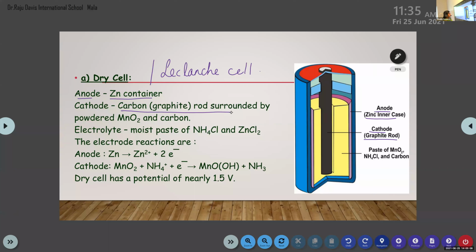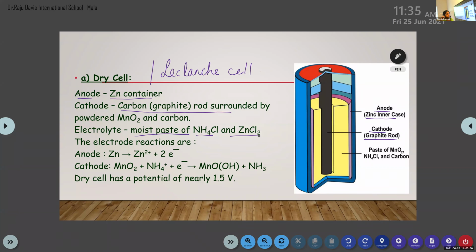So here the anode is the zinc container, and the cathode is carbon, that is the graphite rod. Graphite is an allotrope of carbon. The cathode, the graphite rod, is surrounded by powdered manganese oxide and carbon. And we know that in this galvanic cell, some electrolyte is needed, right? Here as an electrolyte we are using a moist paste of ammonium chloride and zinc chloride.